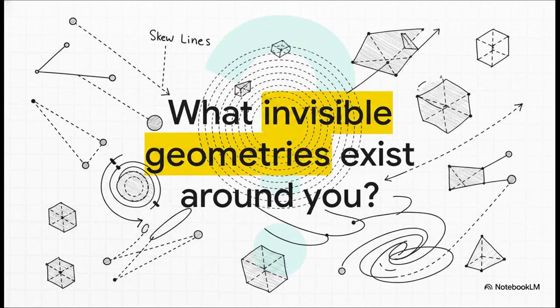Okay, let's pull all of this together. We have gone from simple direction cosines to mathematically bridging the gap between skew lines floating in space. So my final provocative question for you is this. Look around the room again. Now that you know the rules, what other invisible mathematical geometries exist in the physical space around you right now?